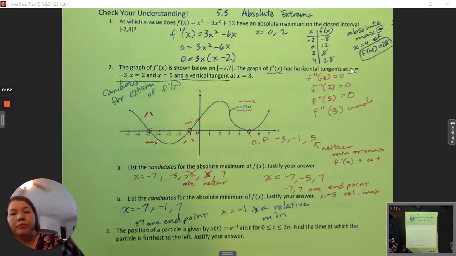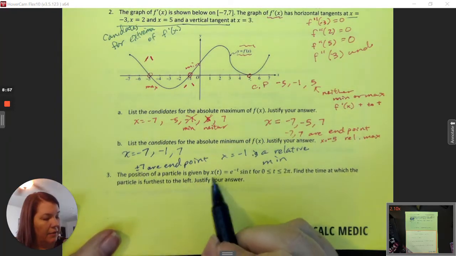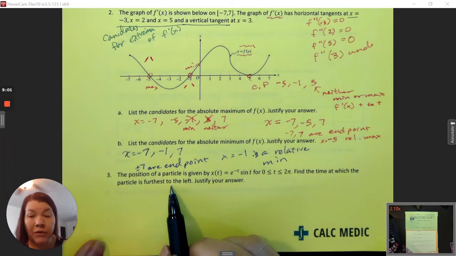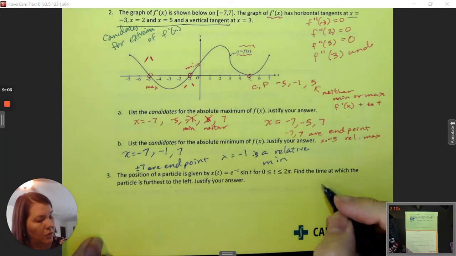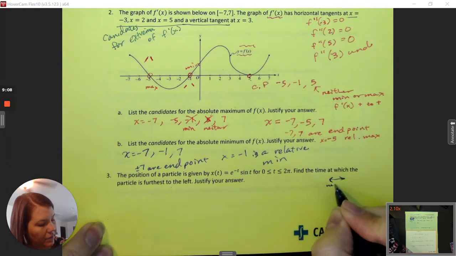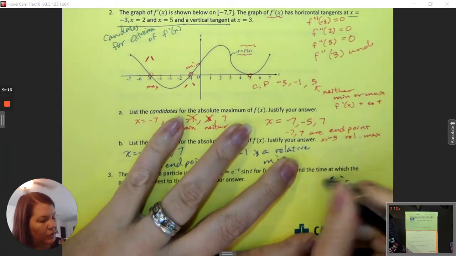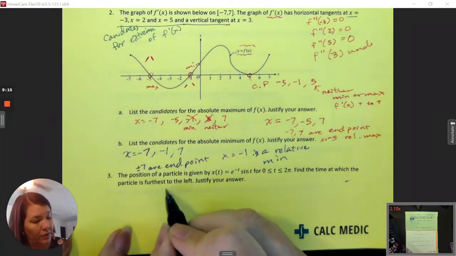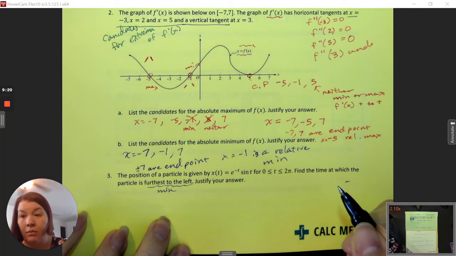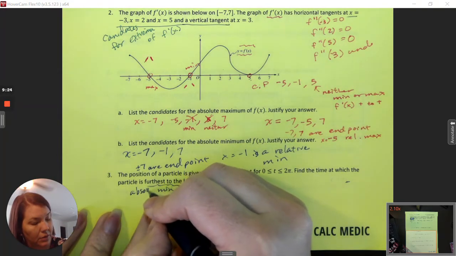Last question. The position of a particle is given by x of t equals e to the -t, and so on. Find at which time this particle is furthest to the left. When we talk about a particle moving from left to right, left is negative, right is positive. The furthest to the left will be a min. If it said furthest to the right, we'd be looking for the max. So it wants the furthest, so we're looking for the absolute min.